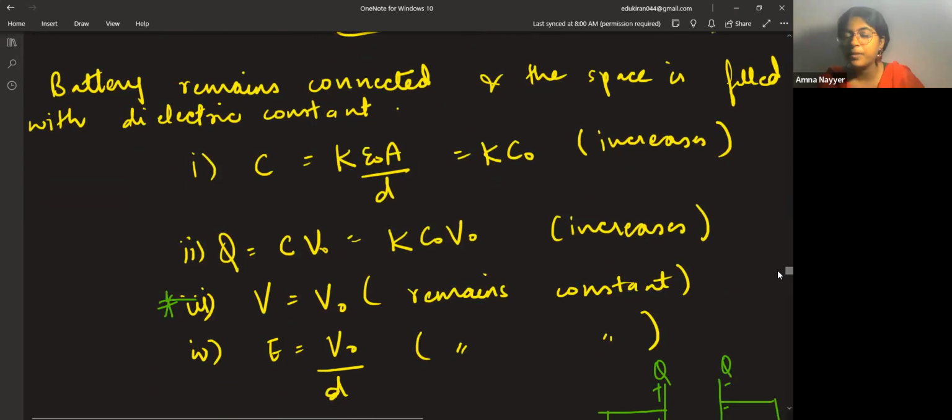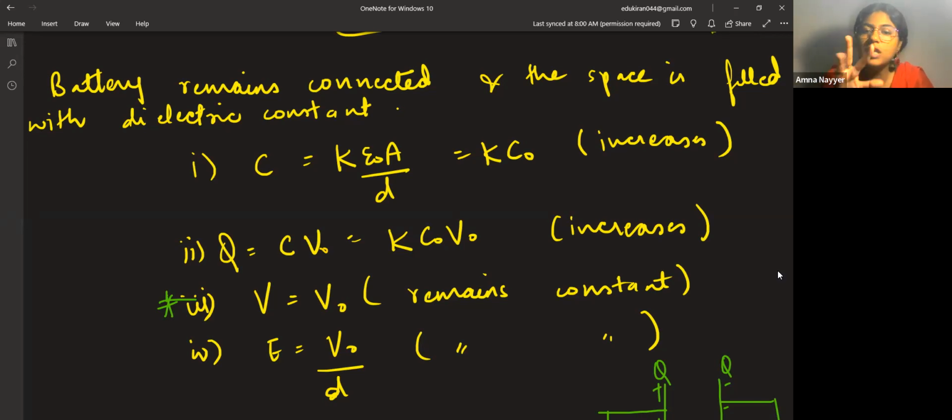Battery is connected. So capacitance will become K times, right? Dielectric constant will be multiplied. So capacitance will become K times. As a conclusion, capacitance increases. In your MCQs also, this is very important. And this topic is actually a very important topic from your class 12 perspective, especially from this lesson. Something that has to come exclusively from this includes this battery connected and disconnected portion.